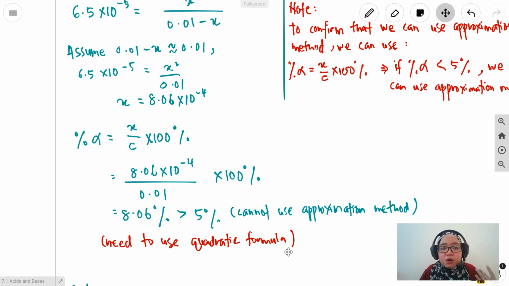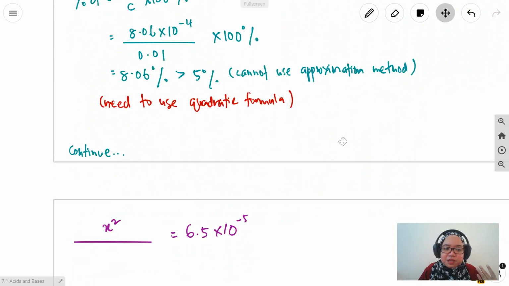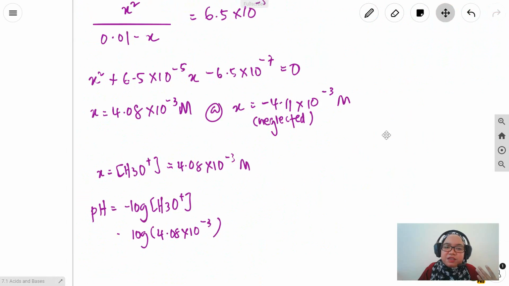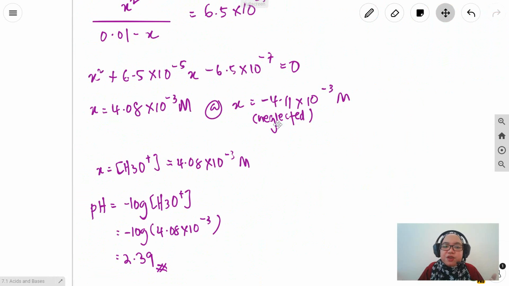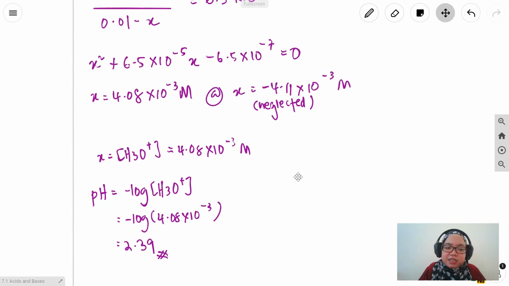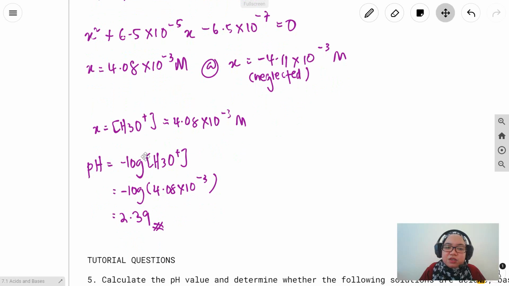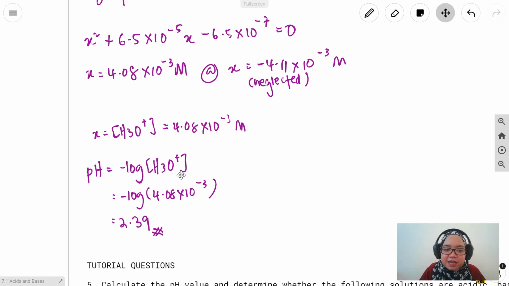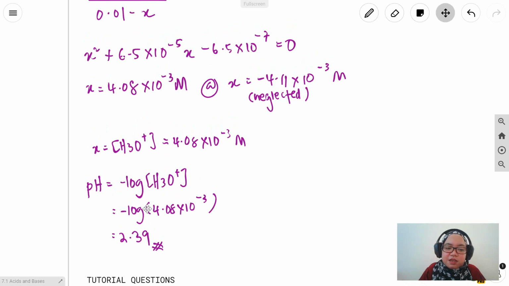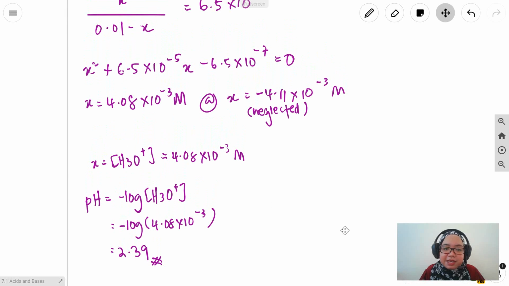So, we need to use the quadratic formula to find the x. Okay, so we use the quadratic formula. We got two different values, but we ignore the negative value, because there is no such thing as a negative concentration, right? So, we got x equal to 4.08 times 10 negative 3, which is equal to the concentration of H3O plus ion. So, we can find the pH by substituting the concentration of H3O plus ion into the formula. So, we get the pH equal to 2.39.